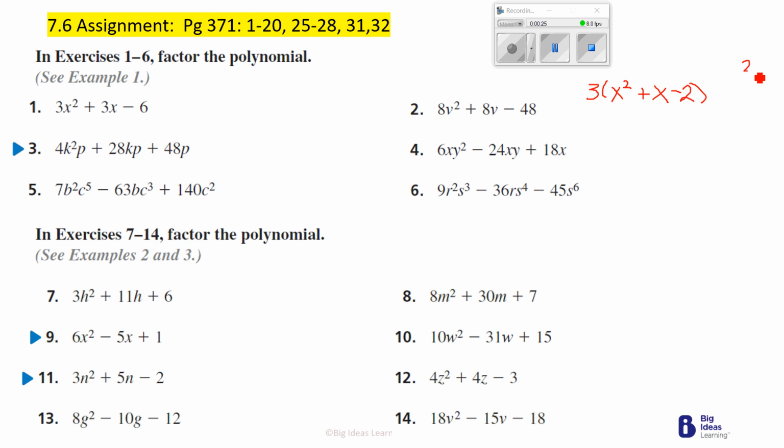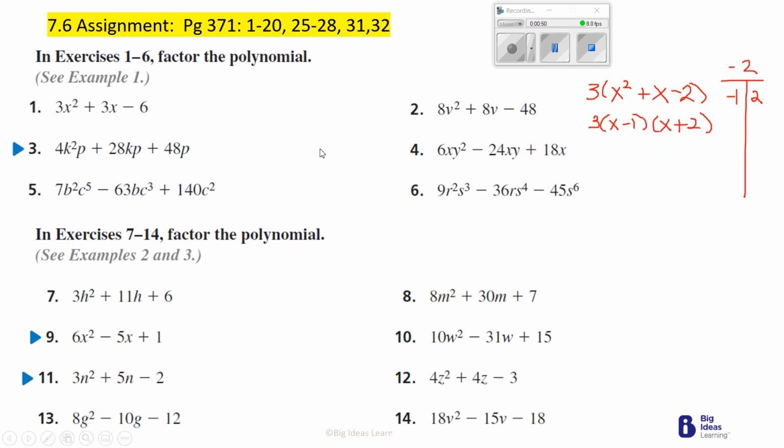Now I need two numbers that will multiply to equal negative 2. When I do this, I know that 1 times 2 are the only things that give me a 2. Unless I need a positive 1, I'm going to make this a negative 1 and a positive 2. So when I factor this, I'm going to have 3 times x minus 1 times x plus 2.